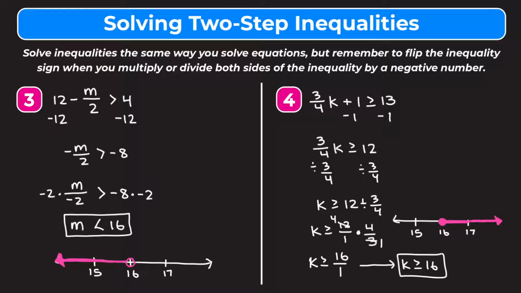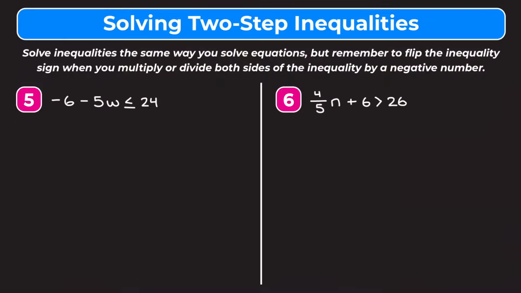All right, let's go through 2 more examples just to make sure we've got this down. So for these last 2 examples, I encourage you guys to pause the video and try them on your own, and then you can unpause the video and watch me work through them to make sure that you solve them correctly. So taking a look at example 5, we have -6 minus 5w is less than or equal to 24.